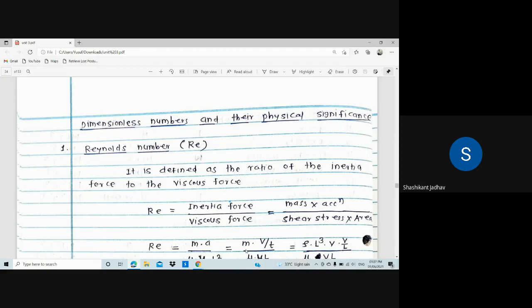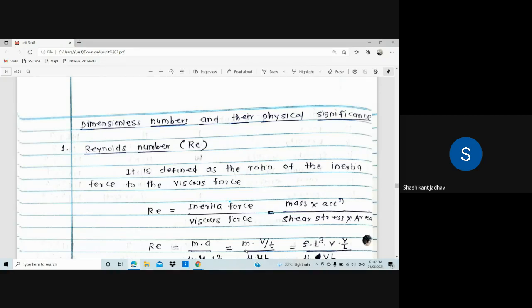Now today we have to discuss dimensionless numbers and their physical significance. We have to discuss the different dimensionless numbers: Reynolds number, Prandtl number, Nusselt number, Stanton number, Peclet number, Grashof number, and one more. We have to cover these seven dimensionless numbers one by one and understand the physical significance of each.